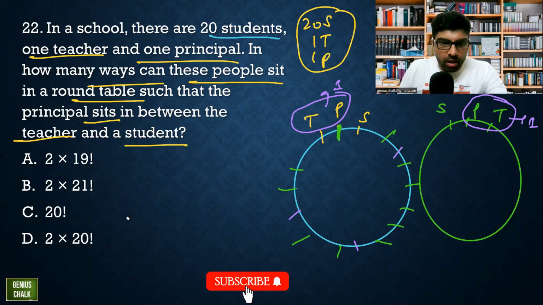So how many people are there now? Taking this as 1 person, there are 20 students and 1 principal, so in total there are 21 people. They will sit in 21 minus 1, that is 20 factorial ways.